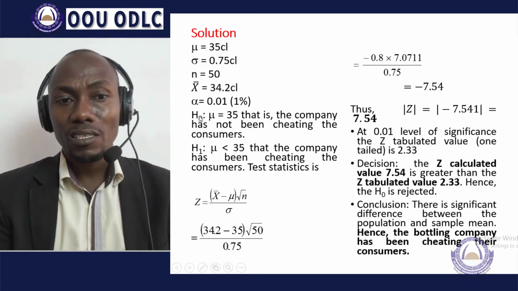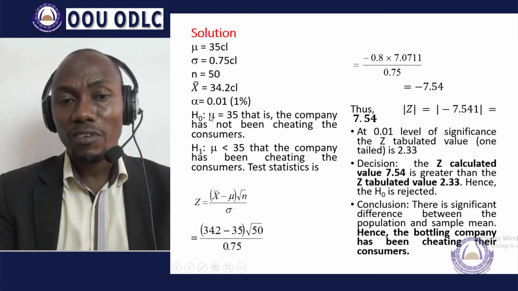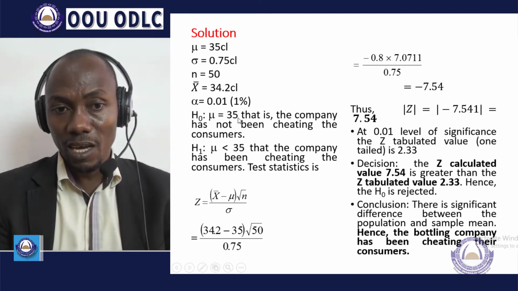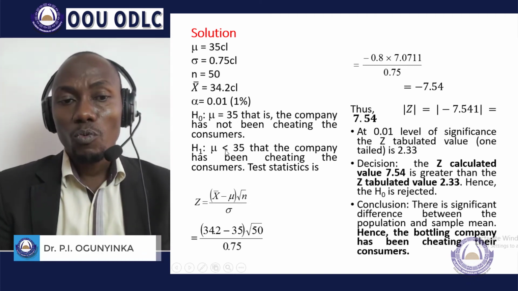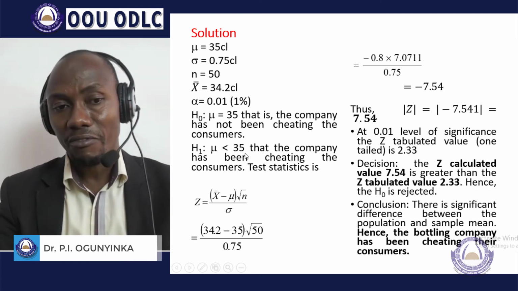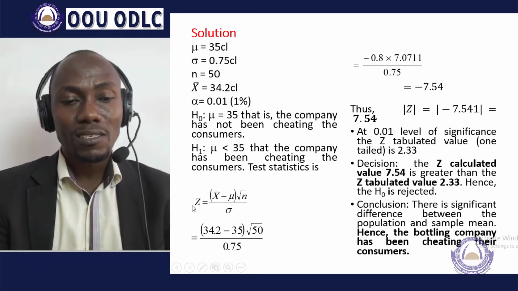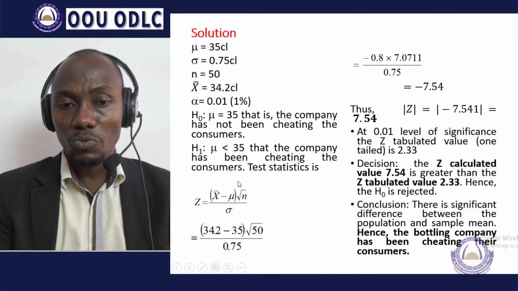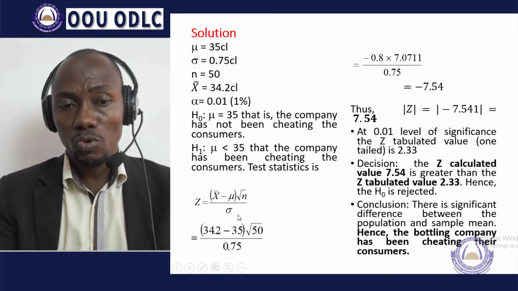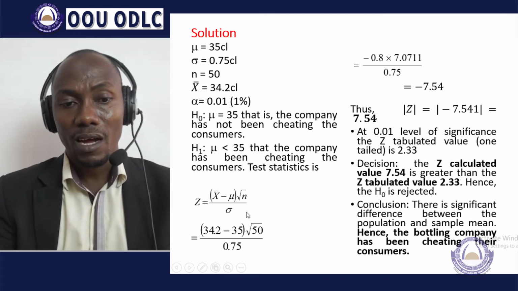We can then go ahead to set the null hypothesis. The claim of the company is that the population mean is 35 cl, whereas what the researcher has obtained is less than that, so the alternative is that the population mean is less than 35 cl, that is 34.2 cl. Of course, we know our significance level, which has been given as 1%. Next, we go to the appropriate test statistic, which is the z statistic.